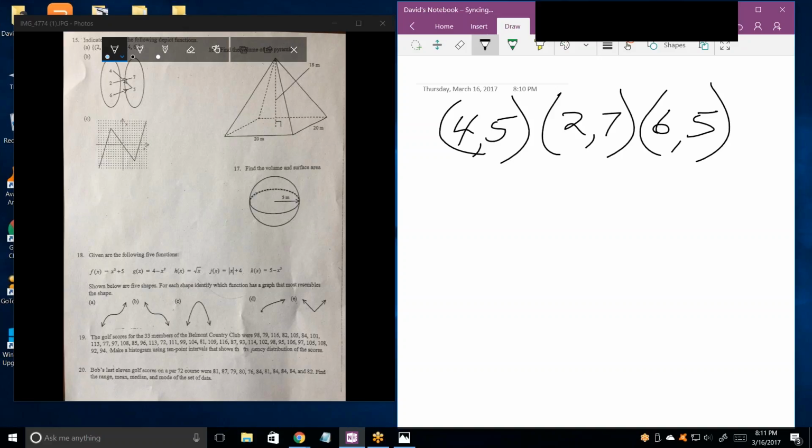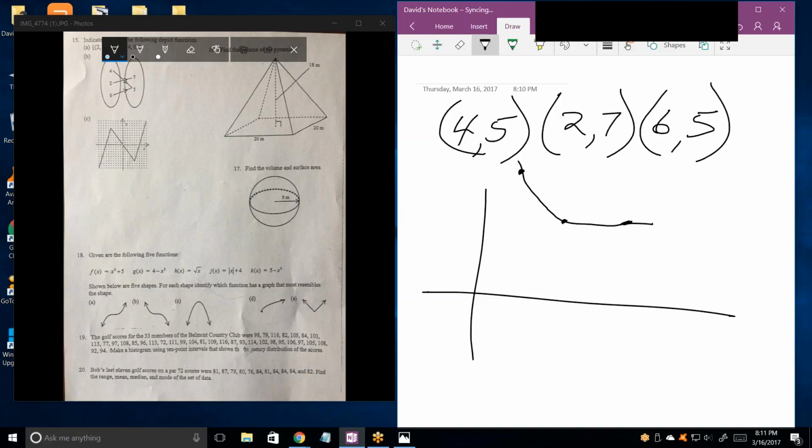Even though it gets a little tricky, notice that we have 2 y's that are the same. But what you're looking for is 2 x's that are the same with different y values, and we do not have that. In other words, if I plot these points, there's my 4, 5, there's my 2, 7, and my 6, 5 just goes right there. So they connect horizontally, but that's okay.